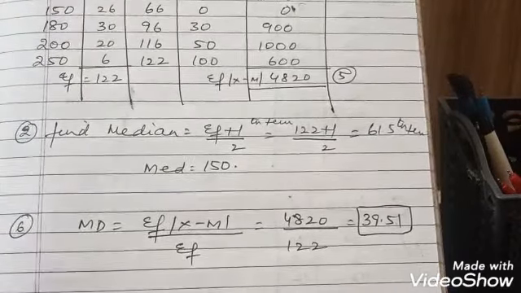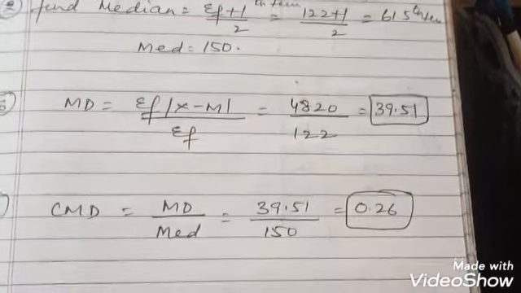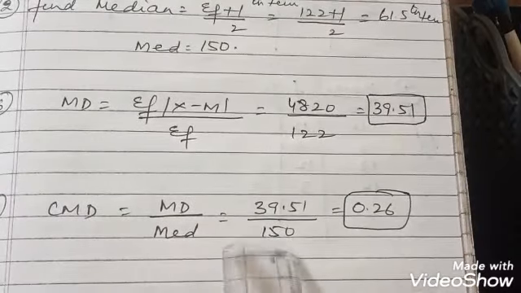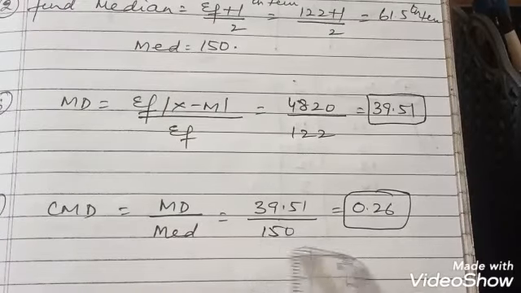The last step is you'll find CMD, which is the coefficient of mean deviation from median. Why are we doing it with median? Because this method is from median. So 39.51 upon 150, which is 0.26.